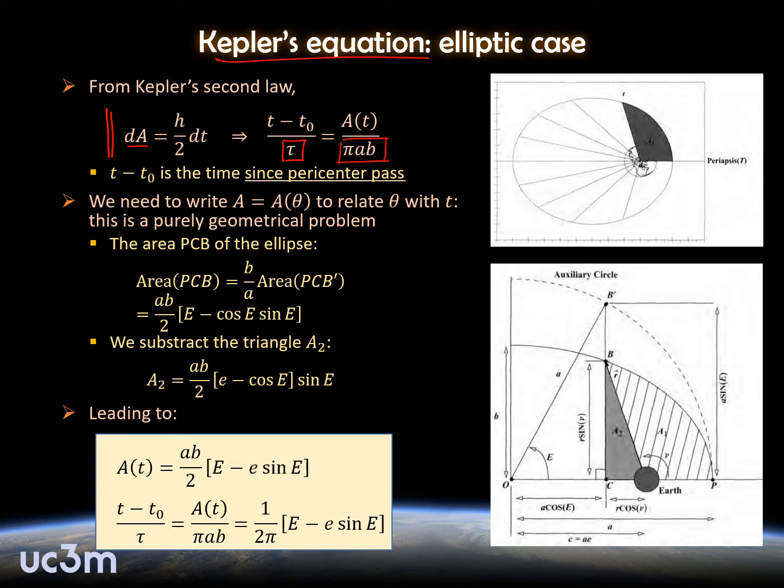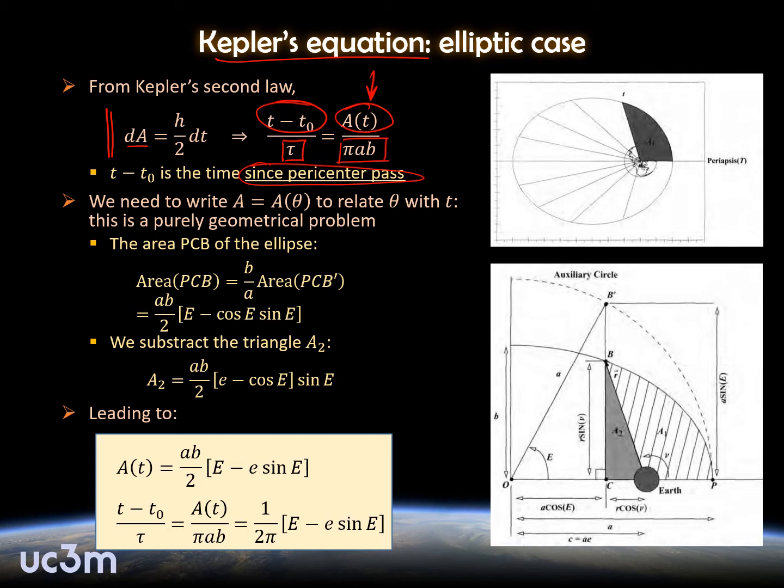If we integrate instead between an instant of time, which can be, for example, the instant at which the object is at the pericenter, and an arbitrary instant of time t, we obtain the relation between the time difference and the area swept by the radius vector up to that point in time. So basically, if we want to use this expression to get the relation between the position and time, we need to compute this area.